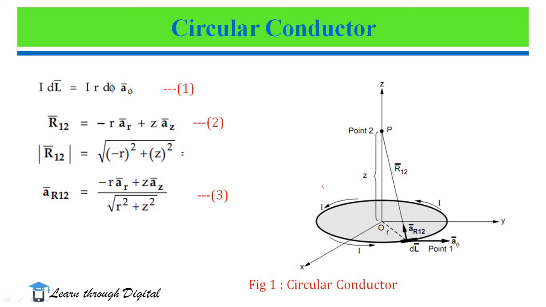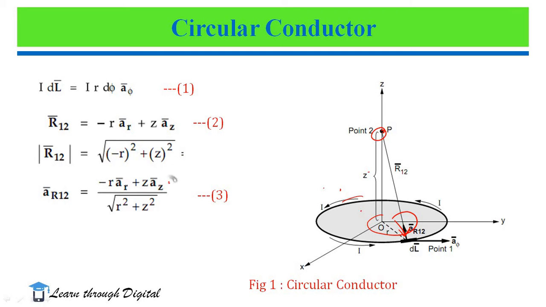With the help of Biot-Savart law, here we are going to derive the expression for magnetic field intensity due to circular loop conductor. Here we consider a circular loop with a radius r which is placed on xy plane. Here, this is the circular conductor with the radius r. We are going to find the magnetic field intensity at point P. It is marked as point 2. With the help of Biot-Savart law, we are going to find this.